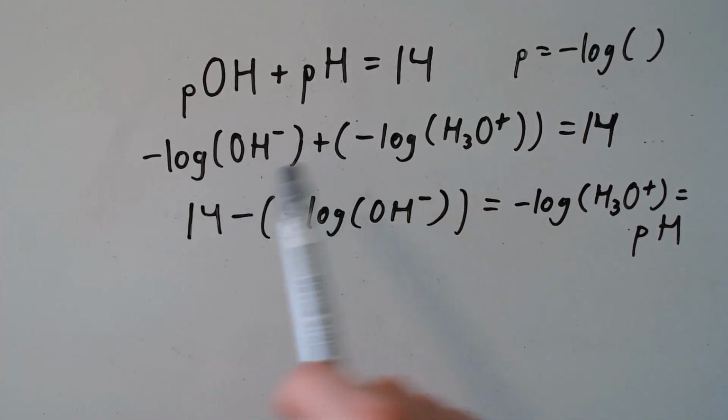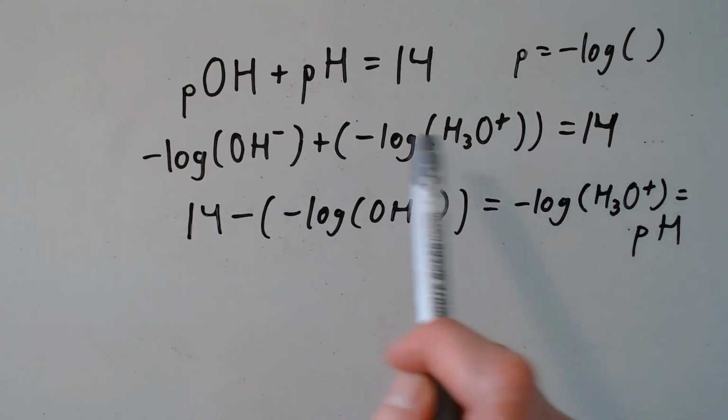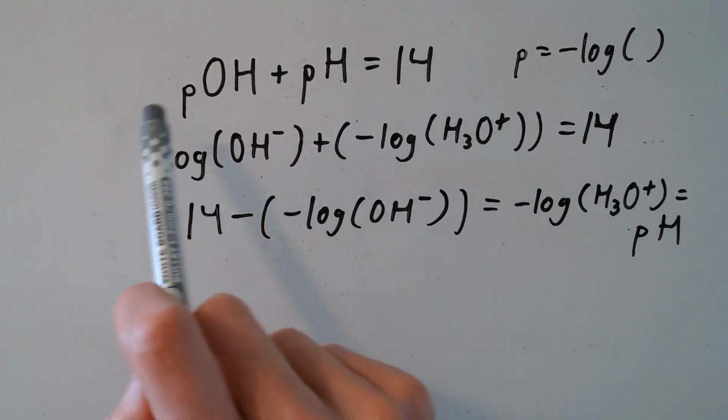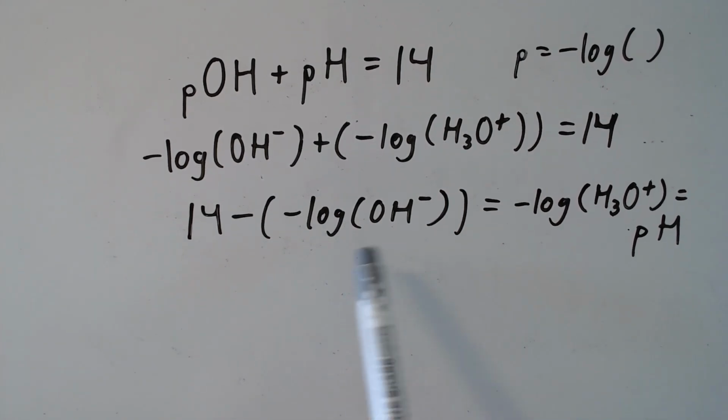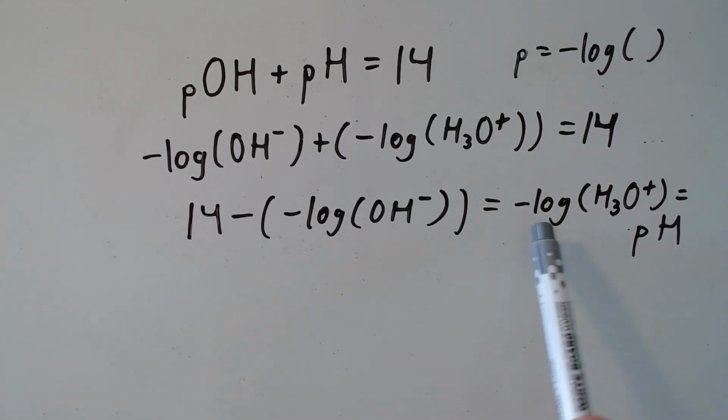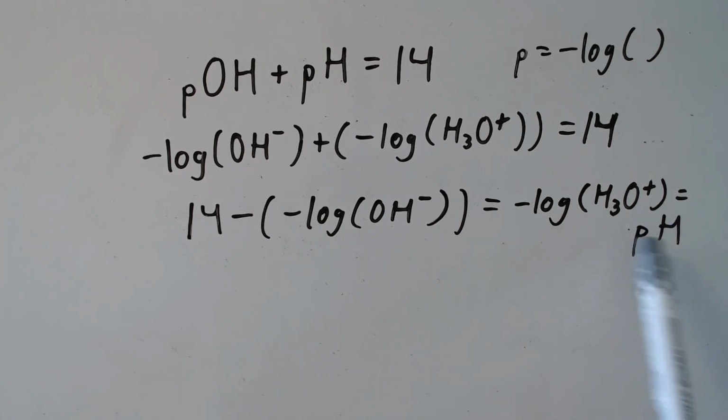And then all you have to do is subtract that from 14 to get this pH. So 14 minus the pOH equals the pH. 14 minus this negative log of OH- will get you the negative log of H3O+, and that's the pH.